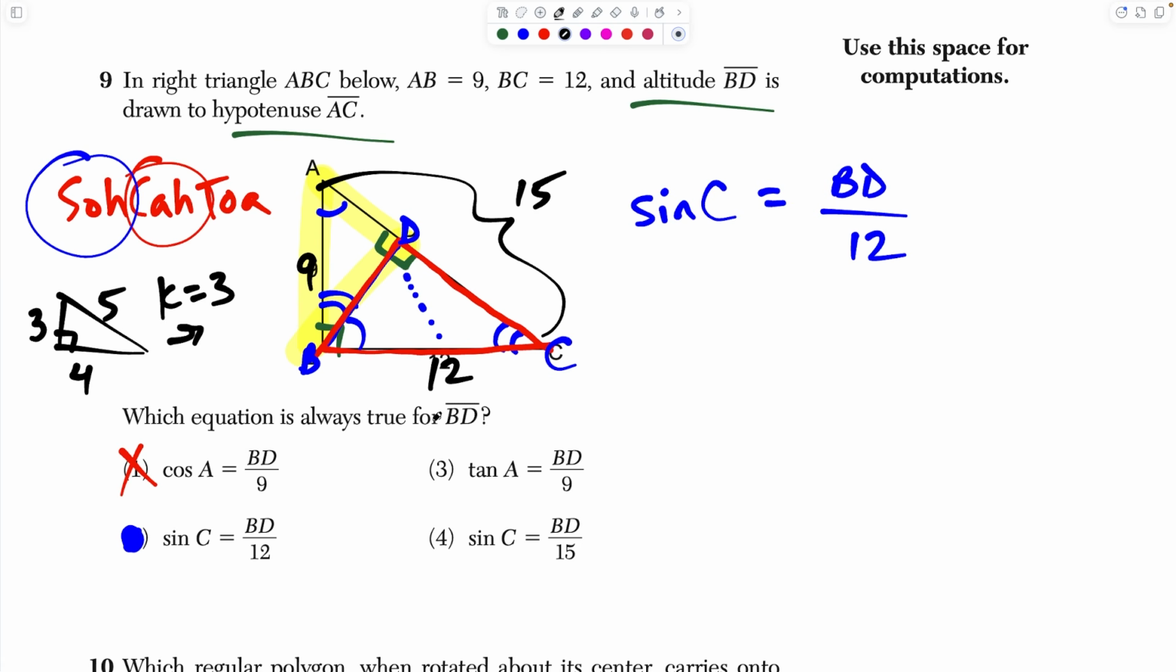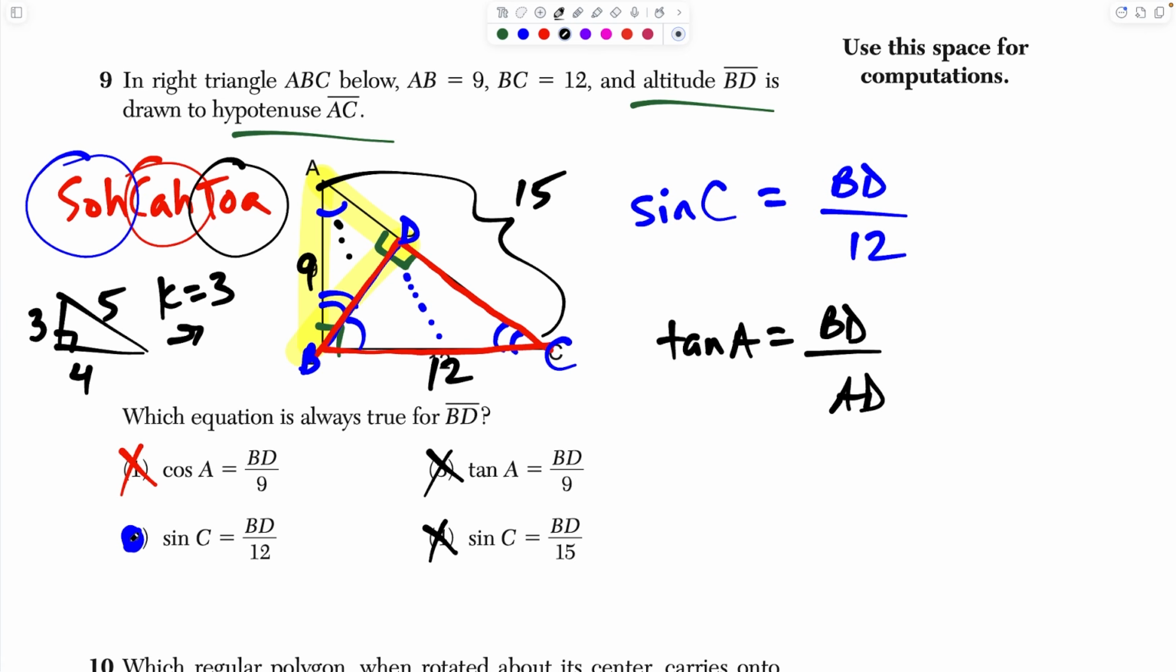So why is choice 3 no good? Well, if I look at tangent of A, because tangent is opposite over adjacent, opposite of A is BD. But then over AD. See, AD is the side adjacent to A in the small right triangle. But the problem is, if 9 is the hypotenuse of the small right triangle, AD cannot be equal to 9 because the hypotenuse has to be the longest side. So this one here right away is not true. And then the last one here, sine of C equals BD over 15. Well, this one's incorrect because 15 is the hypotenuse of the big right triangle, not this medium-sized one. So that's why choice 4 is out.